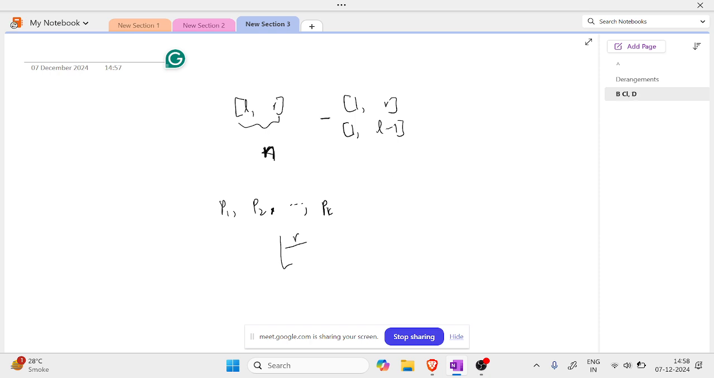So basically floor of R by P1 plus floor of R by P2 and so on until floor of R by Pk, and then minus floor of R by P1 P2 because we counted that twice, and so on. Basically you get it right. It's just like how you normally write the principle of inclusion and exclusion. We write this as well.